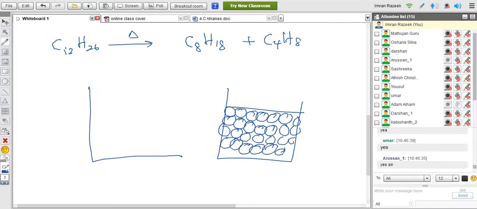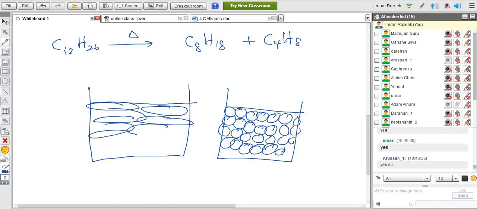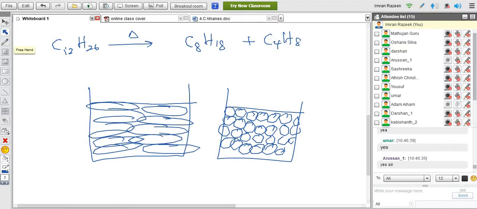If I have the same volume and you have long chain molecules, I can only pack a few molecules right here. You can see the diagram. Only a few molecules can be packed. But if it is cyclic molecules, I can pack more. So by reformation, what we do is we convert a long chain one into a cyclic one. So when we do that, there will be more fuel molecules packed in a given volume. That will enhance the property of the fuel.